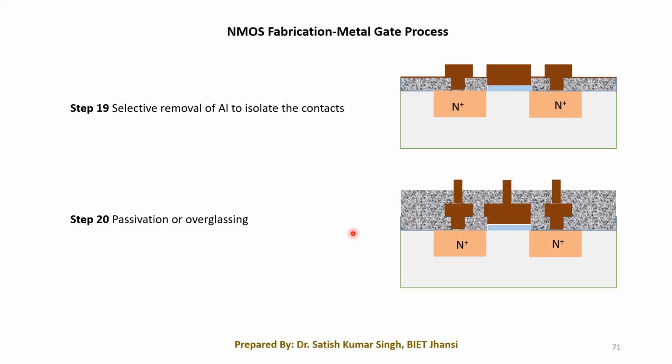From this discussion of NMOS fabrication, you can understand that our wafer is actually going through lots of chemical processing, lots of deposition techniques, and it is also going through organic compounds like our photoresist. So it is going through so many chemicals that there is a 100% chance that our wafer is going to be contaminated.